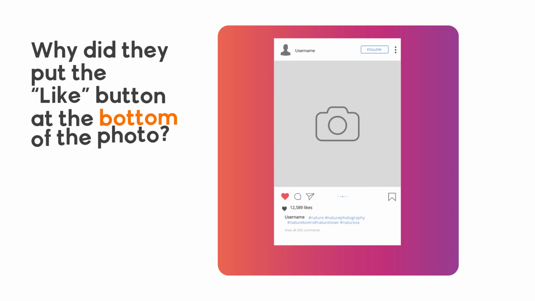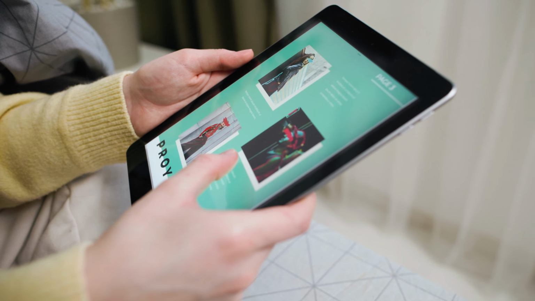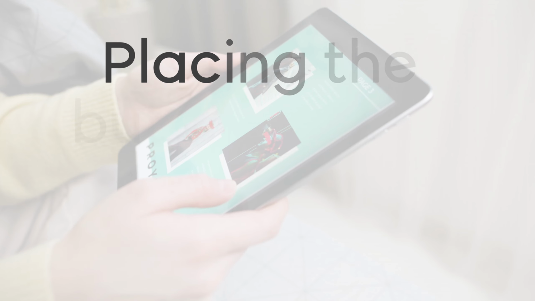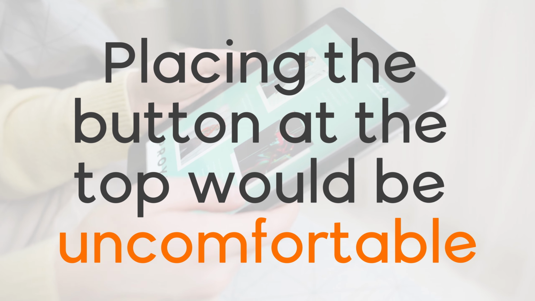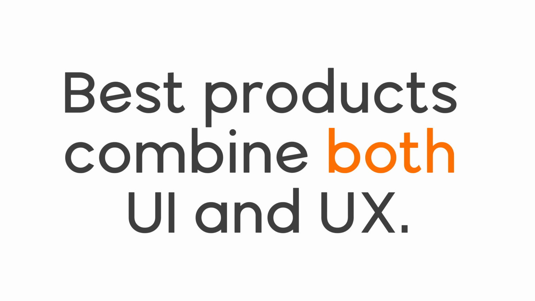But why did they put the like button at the bottom of the photo? Because your thumb can easily reach it. That's user experience. They studied user behavior and realized that placing this button at the top would be uncomfortable. So the best products combine both UI and UX.